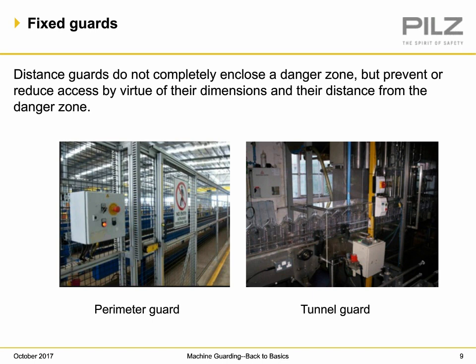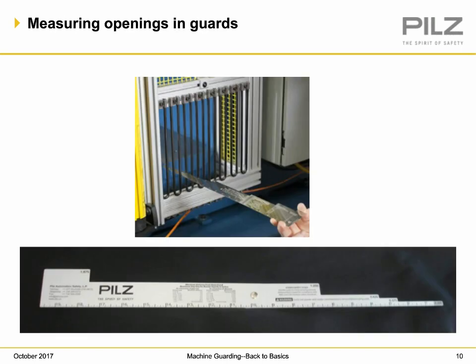Measuring openings in guards. You can see at the bottom, this is a guard opening measuring device. As you have probably all heard the term, the gotcha stick. With this we can immediately measure by putting the stick through the guards. Does the point of the measuring stick reach the hazard before it's blocked by the width of the measuring stick? If it does not, then the opening in the guard is adequate.